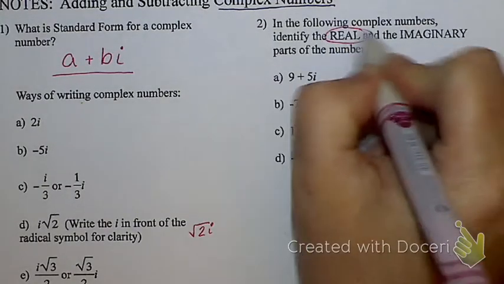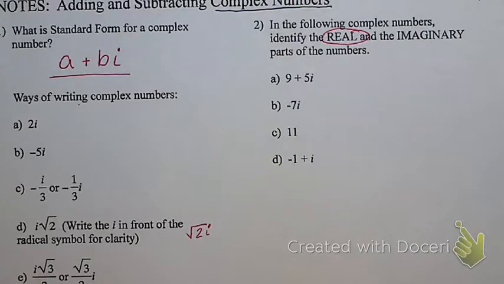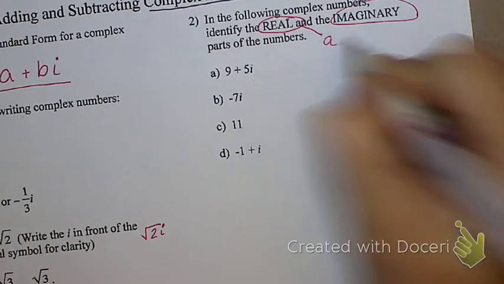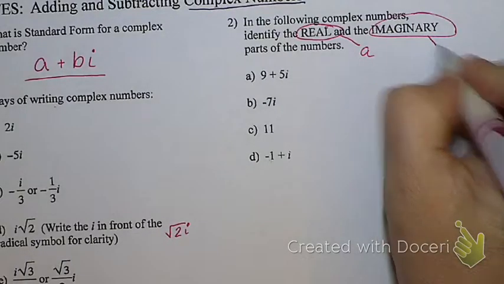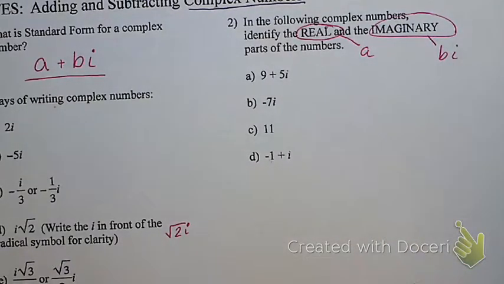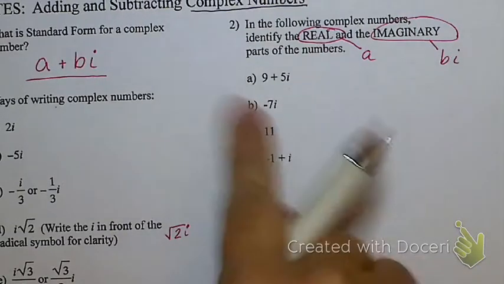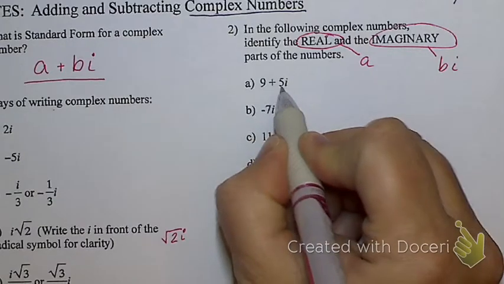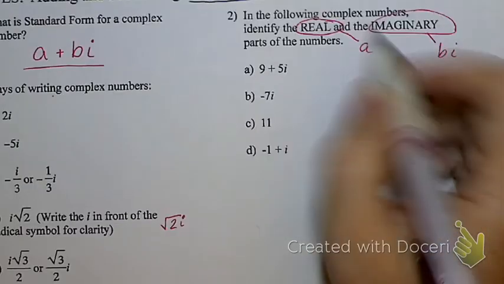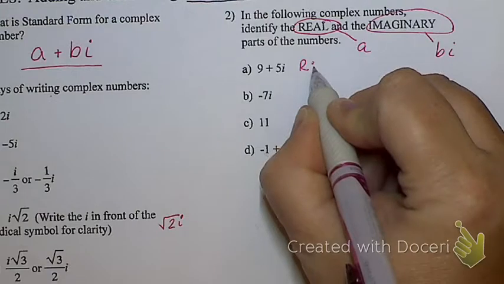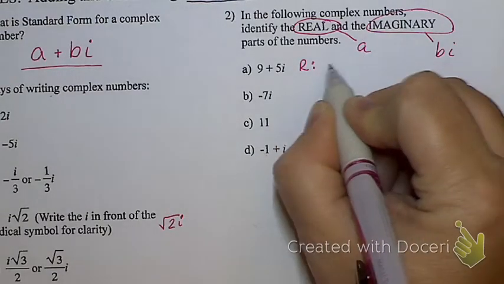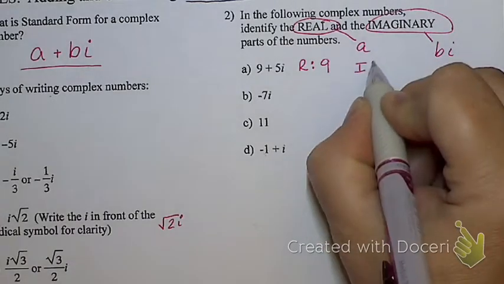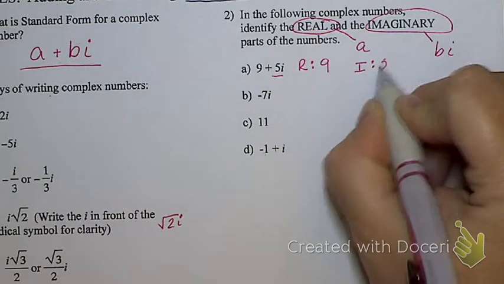So, when we have a plus bi, there are two parts to the number. There is a real part, and there is an imaginary part. The real part is the a part. The imaginary is the bi part. So if I gave you the number 9 plus 5i, do you see how it's in a plus bi form? What would the real part of it be? 9. It would be my a value, which is 9. What would the imaginary part of it be? 5. Positive 5i.